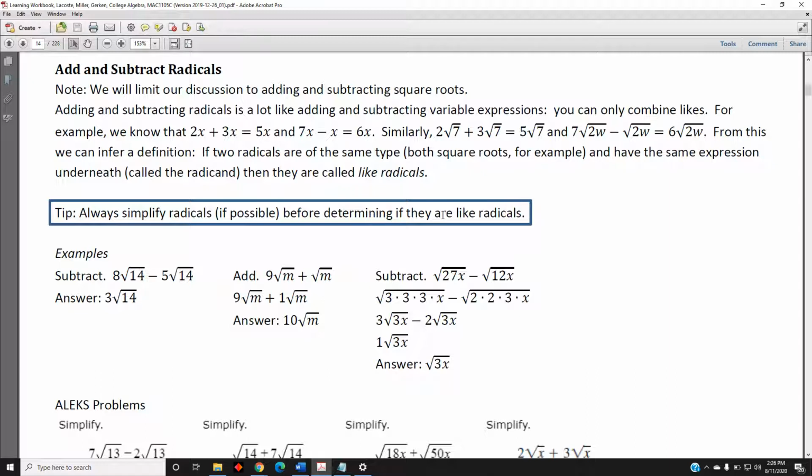Alright, so there's one more thing I'd like to say before I end this video. I want you to notice how very similar these two statements are. 2x plus 3x equals 5x. 2 root 7 plus 3 root 7 equals 5 root 7. In fact, the only difference between these two things is that the x has been replaced with a root 7.